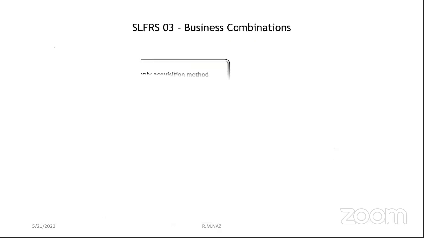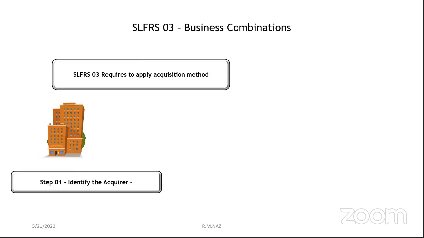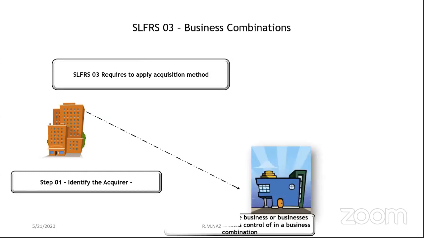Now, as I said, the guidelines in SLFRS 3 on how to prepare a business combination or consolidation, first step: SLFRS 3 requires you to apply what method? The acquisition method. It's a very simple format. You need to identify first the acquirer. The acquirer in your exam, in a very simple format, is the parent company. You don't need to worry about it because you will be given that A will be buying B company, so you will know which company has the control.